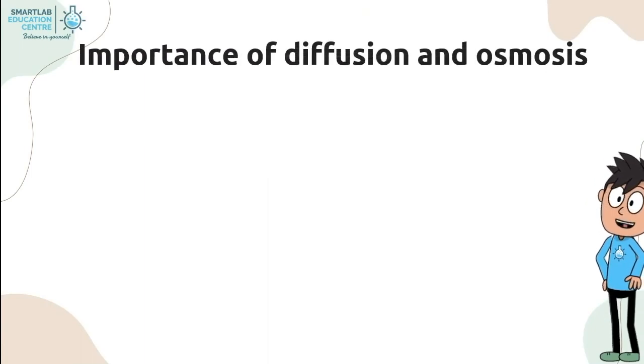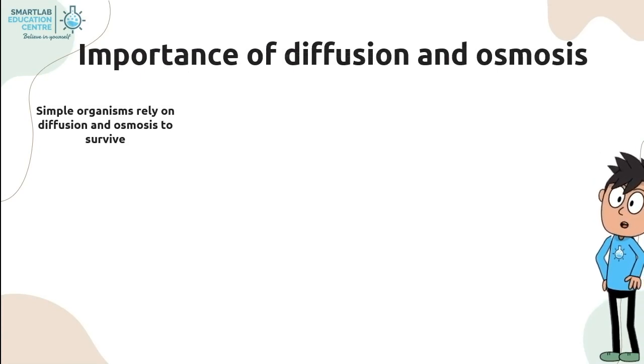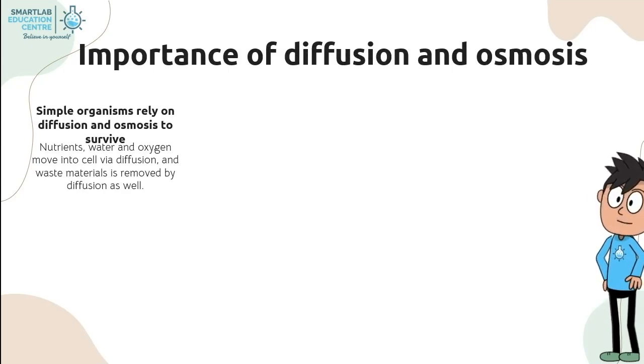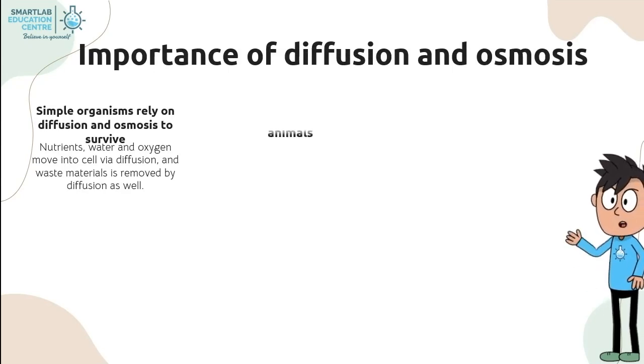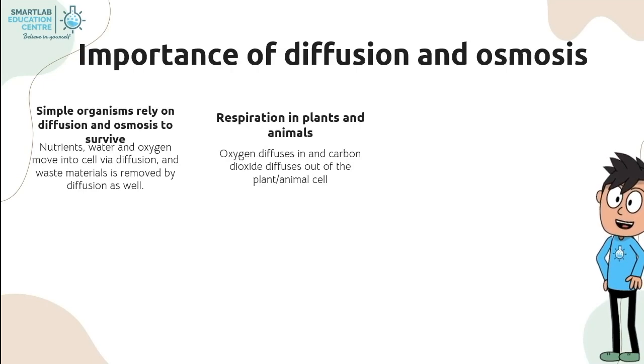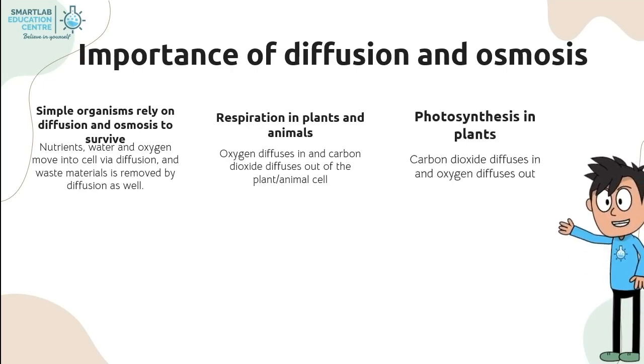Importance of diffusion and osmosis. Simple organisms rely on diffusion and osmosis to survive. Nutrients, water, and oxygen move into cell via diffusion, and waste materials are removed by diffusion as well. Respiration in plants and animals. Oxygen diffuses in and carbon dioxide diffuses out of the plant and animal cell. Photosynthesis in plants. Carbon dioxide diffuses in and oxygen diffuses out.